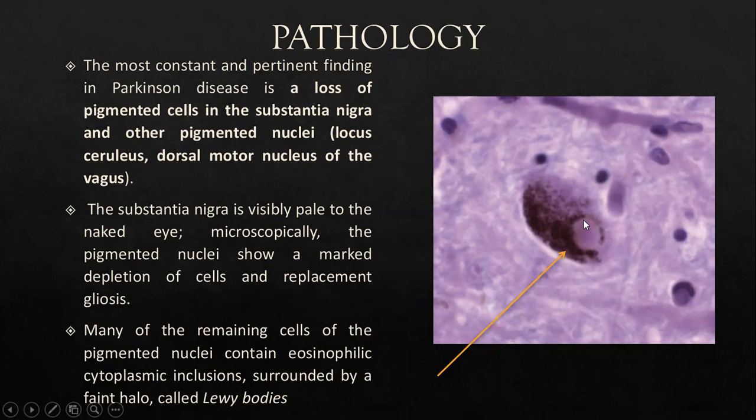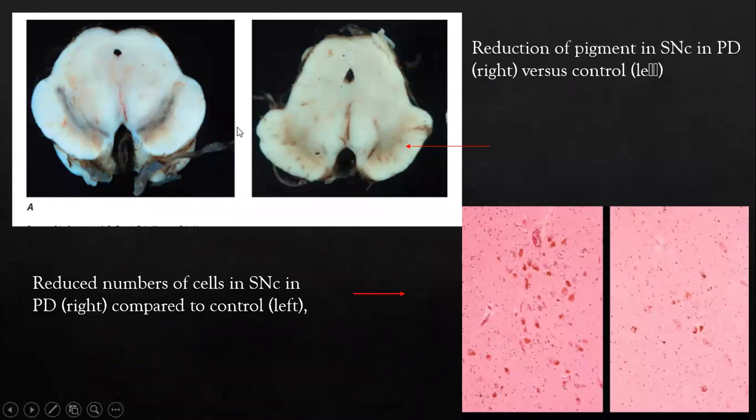Here we are seeing a degenerated cell with melanin deposition and also an eosinophilic deposition called Lewy body. This is the cut section showing substantia nigra, this black colored pigmented region. In a Parkinson's patient, we are able to see an atrophy of the brainstem region and also absence of substantia nigra, a reduction in the pigment of SNC in Parkinson's disease. Here, this is a reduced number of cells in the substantia nigra in Parkinson's disease. And this is the right side, this is the left side control in microscopy.